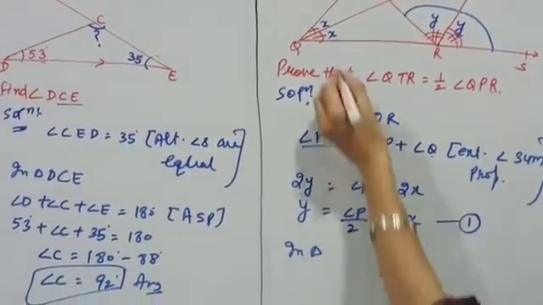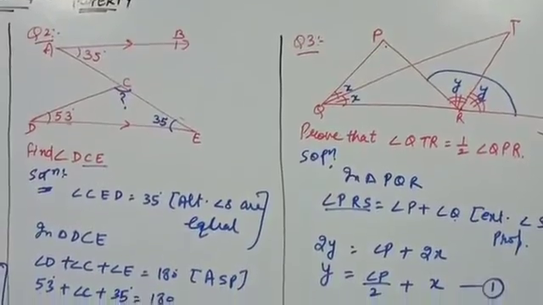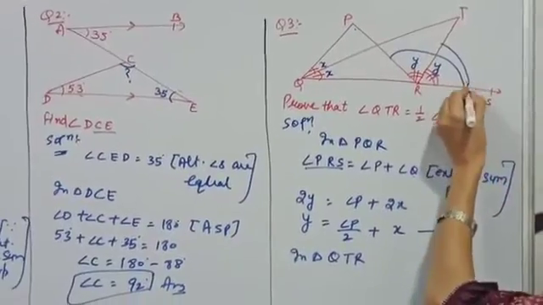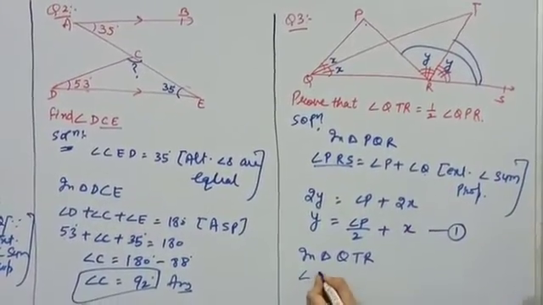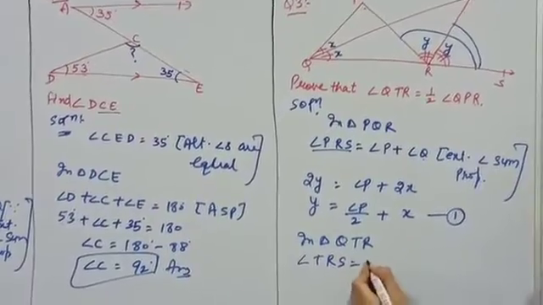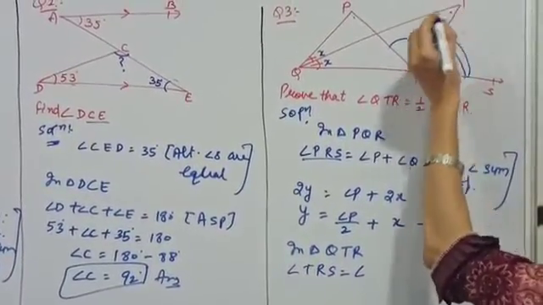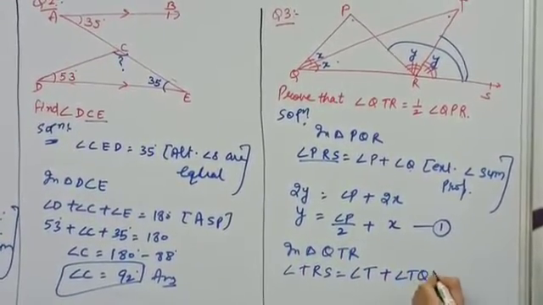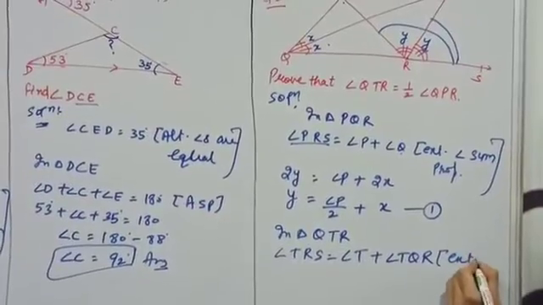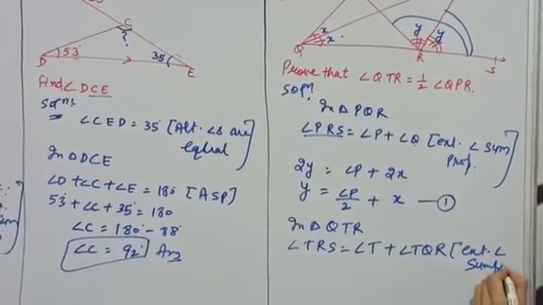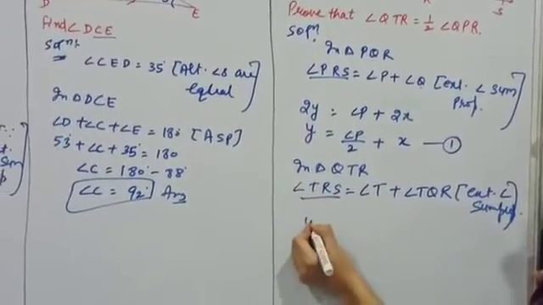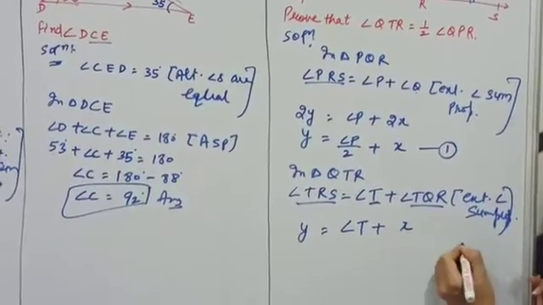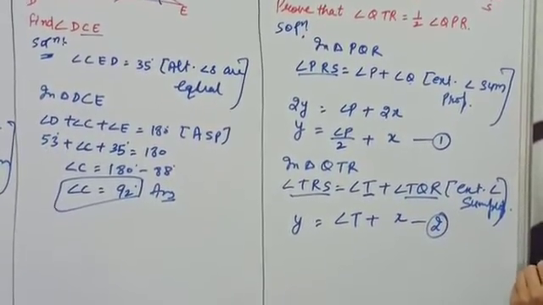Now you can see in triangle QTR, angle TRS is also the exterior angle for this triangle. So we will write angle TRS is equal to the opposite angles, angle T plus angle TQR, using the exterior angle property. Here this is y, this is angle T itself, and this is the x value. Let this be the second equation.